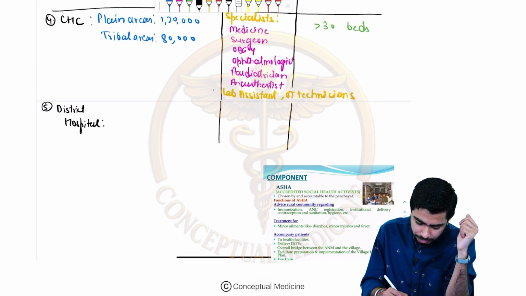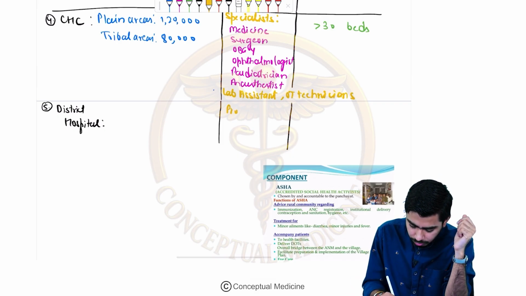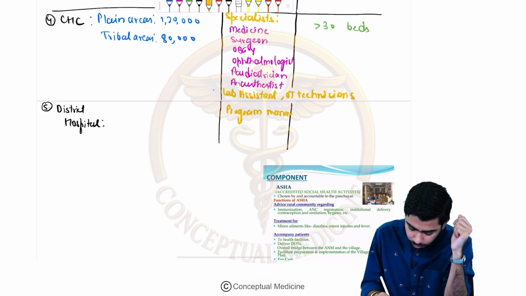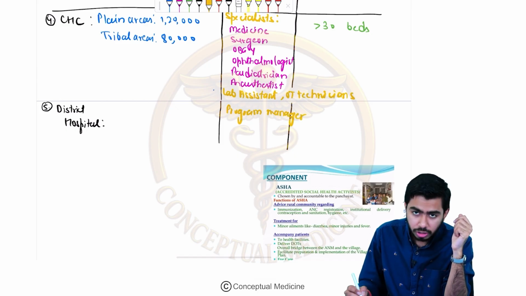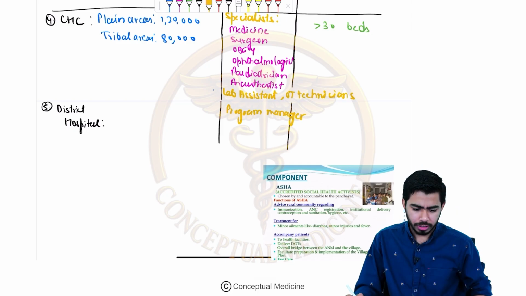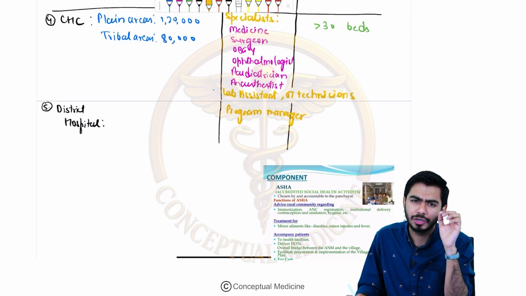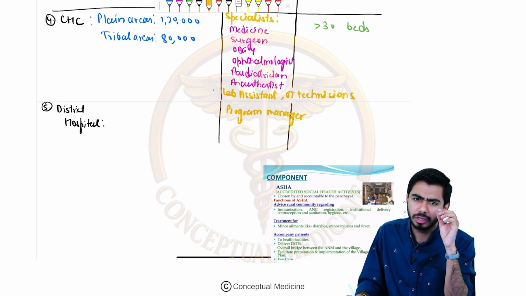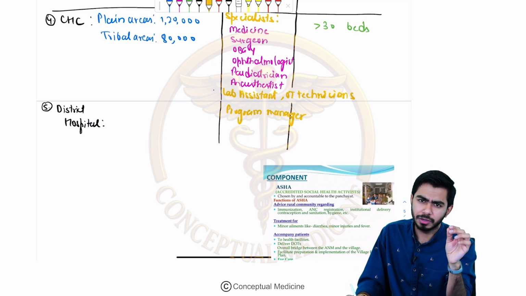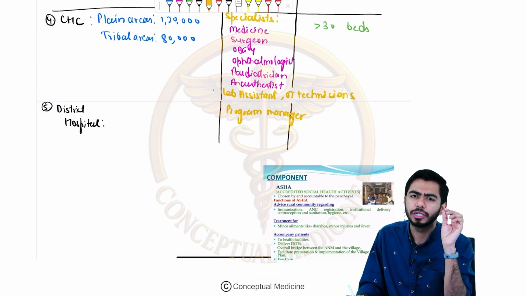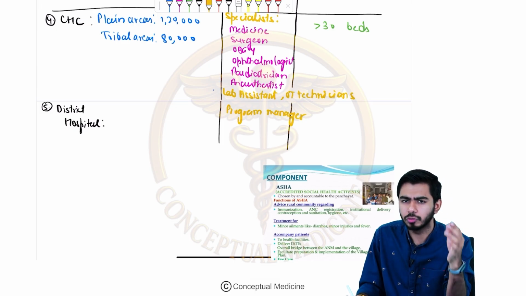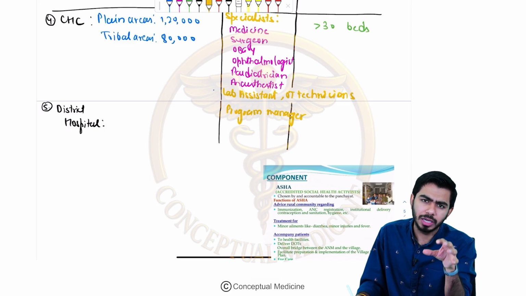Along with that, the program manager is also there. Okay, so they might ask you this. So let's talk about the district hospital. The medical officer might be present over there, from different departments. I told you the dental doctor will be there, Ayush doctor will be there. You are an MBBS doctor and you will be the MO over there.